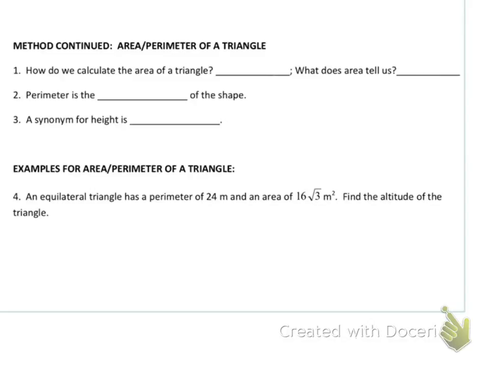So lesson one, continuing again, area and perimeter of a triangle, which would help us with problem 24. How do you calculate the area of a triangle? Basically, what's the formula again? Yep, 1/2 base times height, or some people like to do base times height divided by 2.